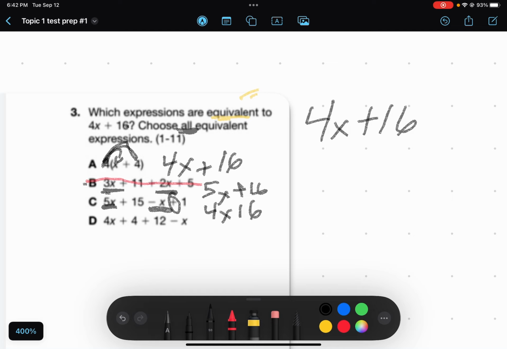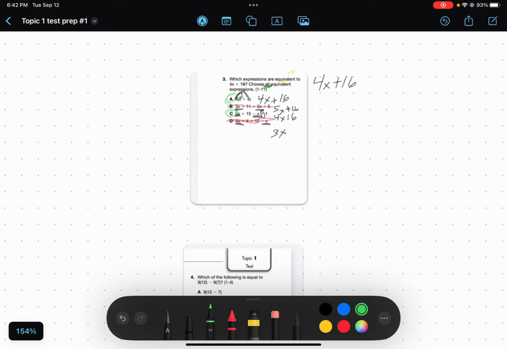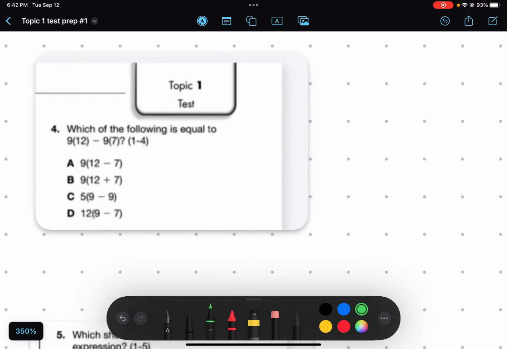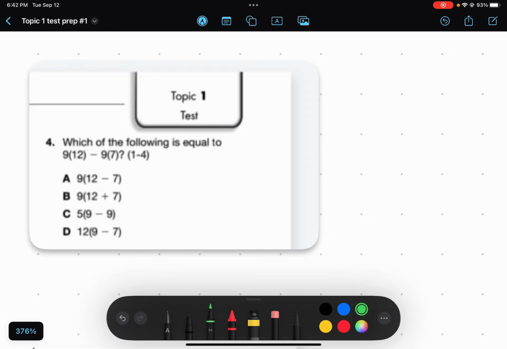And then 4x, looking for like terms, 4x minus 1x would equal 3x. So I know that wouldn't work just by starting that way. So in the end, for your answers, you would have A as an answer and C, because they want us to choose all of the equivalent. It may not necessarily always just be one. All right, going on to number 4.